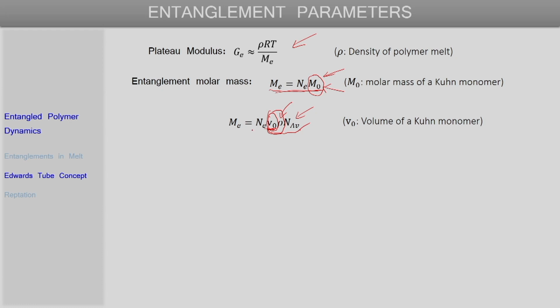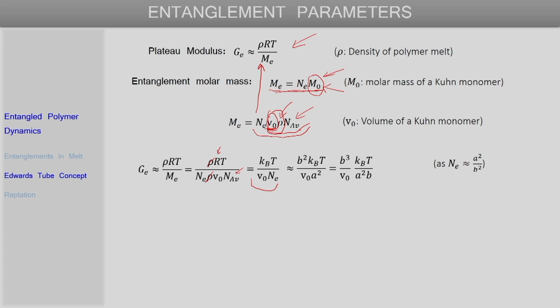So, if we substitute this expression for Me, which is ne times v naught times rho times n Avogadro, here, then the expression for the plateau modulus can be simplified, and we have this where the rho will cancel, and this R divided by the Avogadro number is simply the Boltzmann constant. So, if we make these simplifications, we get this expression for our plateau modulus, which can again be further simplified, because this ne is this ratio a square by b square. The way we had defined a previously was as being of the order of b times square root of ne.